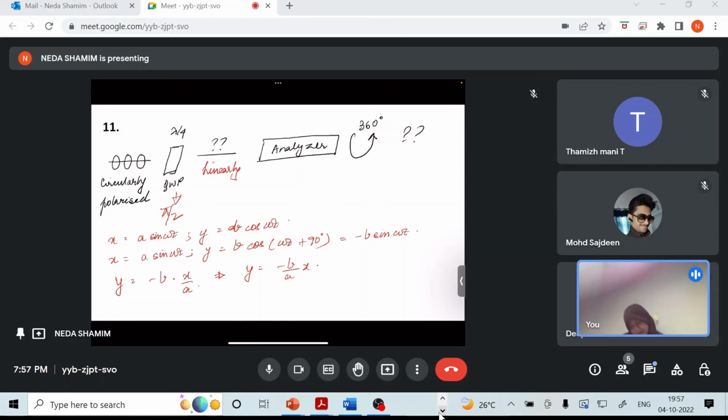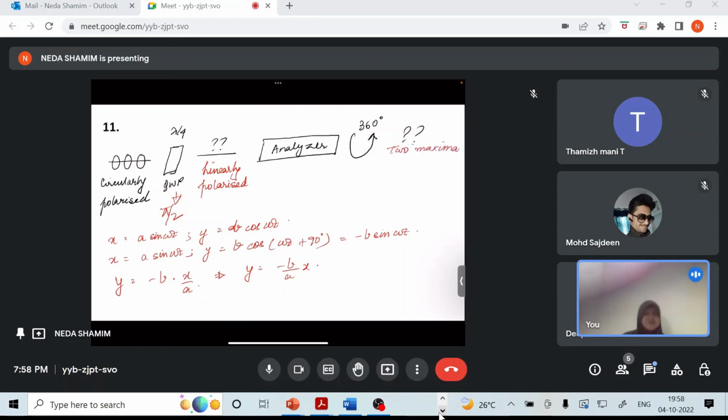Now if I pass my linearly polarized light through an analyzer and rotate it through 360 degrees, what will be your observation for the intensity? Two maxima and two zeros, correct. Two maxima and two zeros.